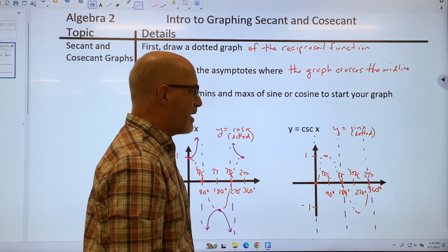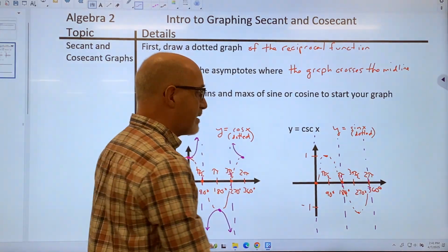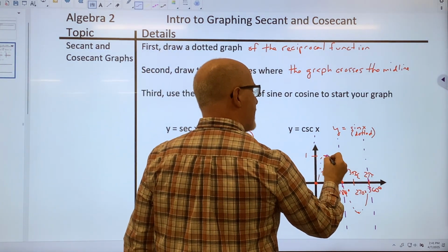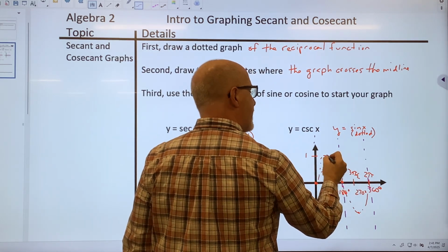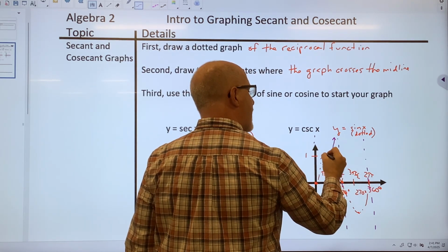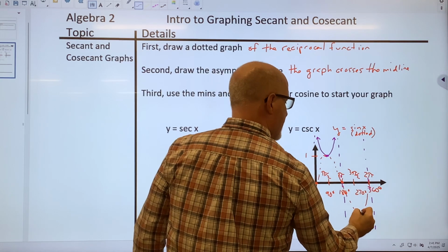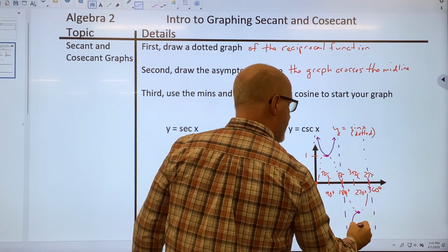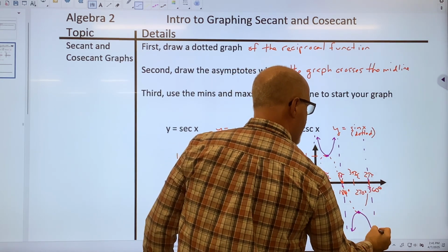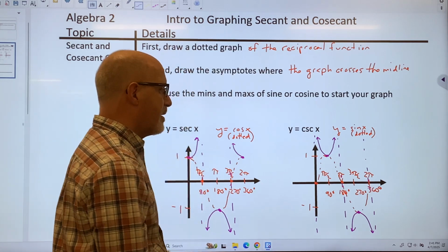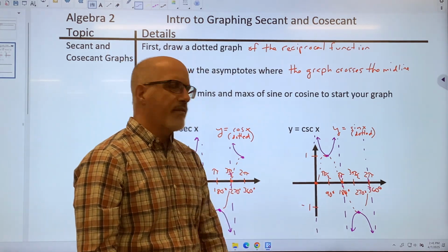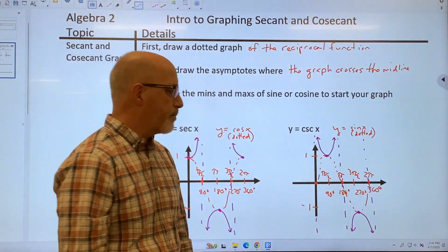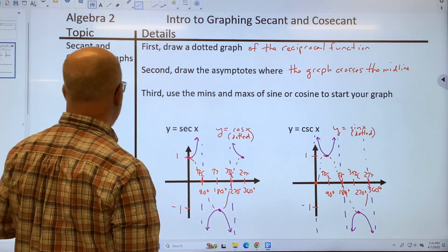Now what we do next is we go ahead and use the mins and maxes. So this maximum here, it goes down from that here, so we're going to go reciprocally up. Same with this, down at the bottom here, it's going to go down because it goes in the reciprocal direction. So that's one period of my cosecant graph. All right, that's what the standard graphs look like.